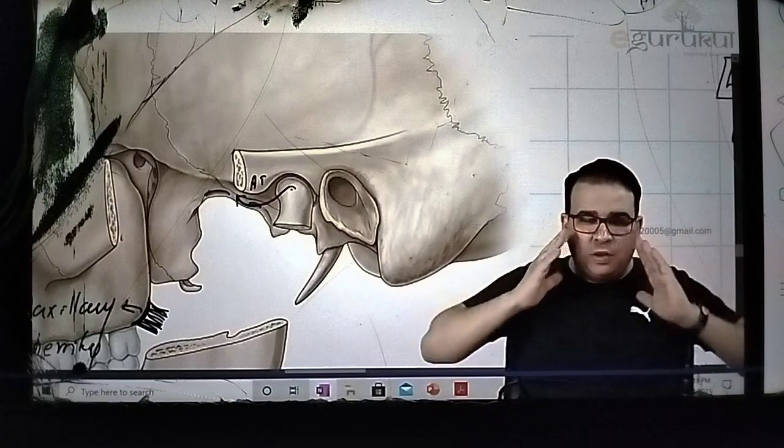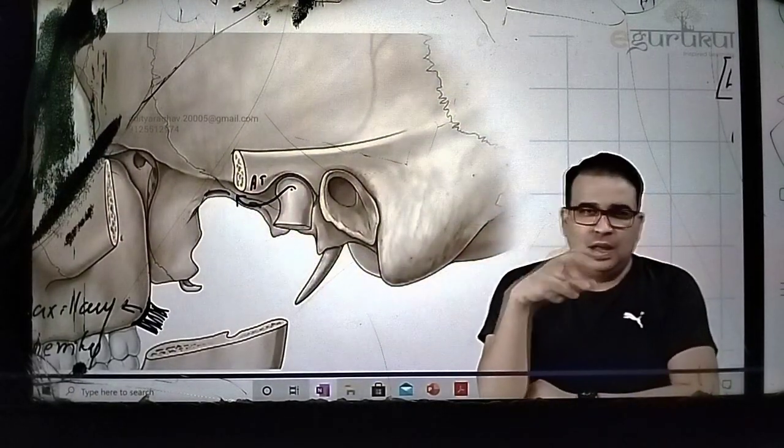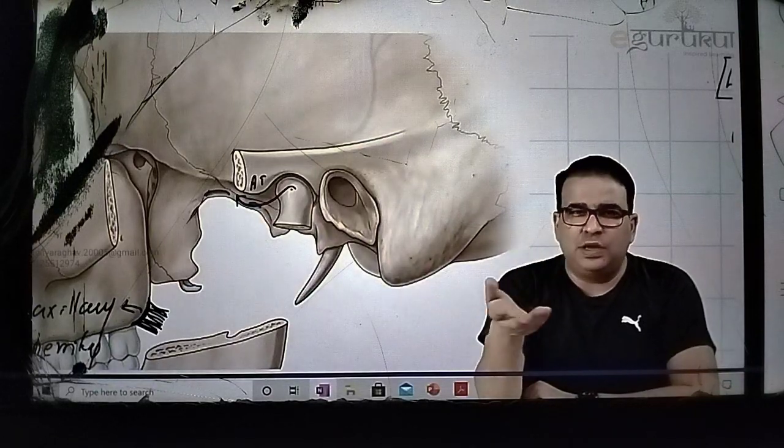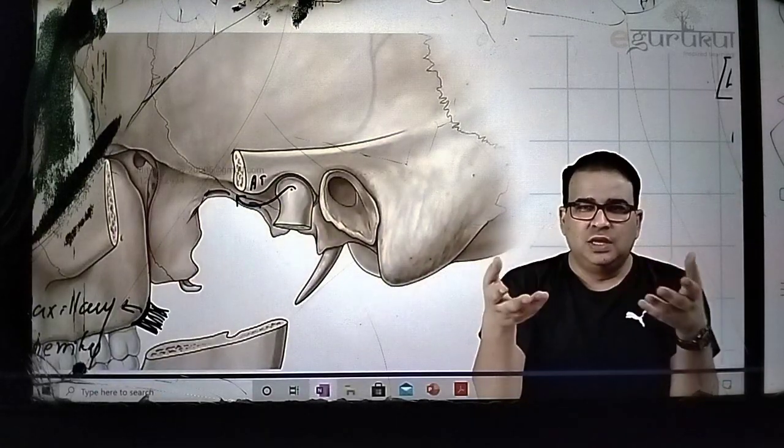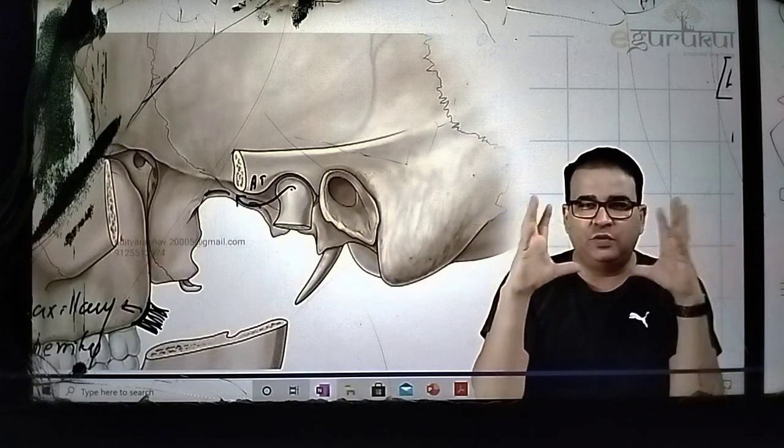If you try to excessively open the mouth, then obviously this head of the mandible will rotate like this, and this will come in front. That is anterior dislocation. And it's a day-to-day procedure, how to reduce this dislocation. The patient will come to you with a wide open mouth. He will not be able to close his mouth. So in anterior dislocation, the patient will come to you with a wide open mouth.